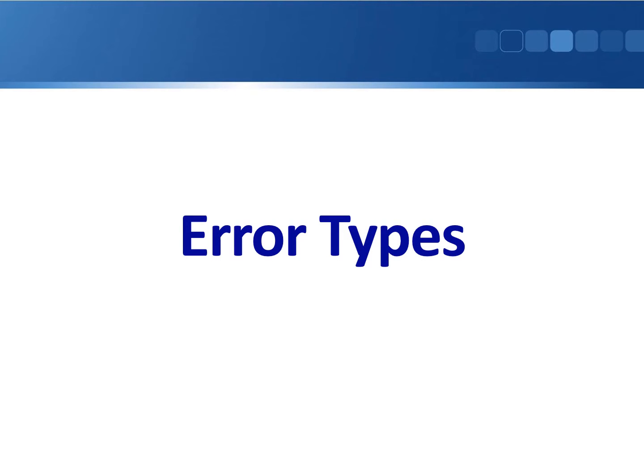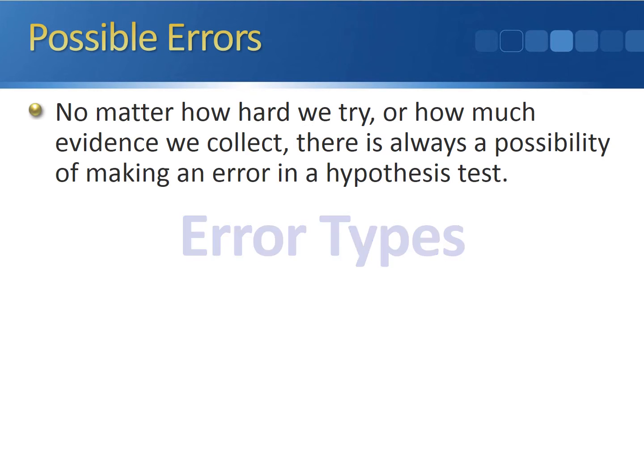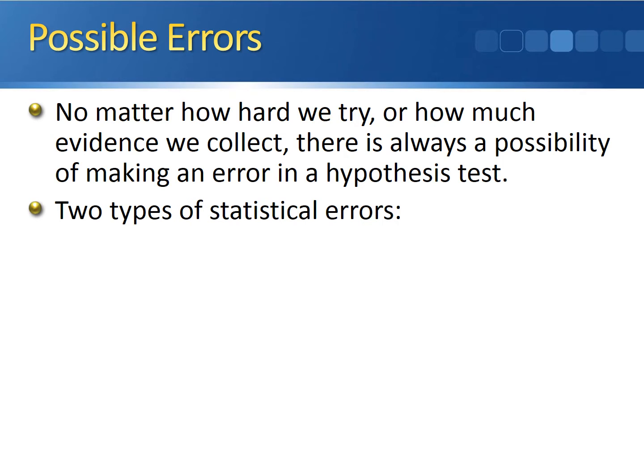This video is going to describe the different types of errors that can be made in a hypothesis test. Now, no matter how hard we try or how much evidence we collect, there's always going to exist the possibility that you make an error in your decision in a hypothesis test. There are two types of errors that we can make.